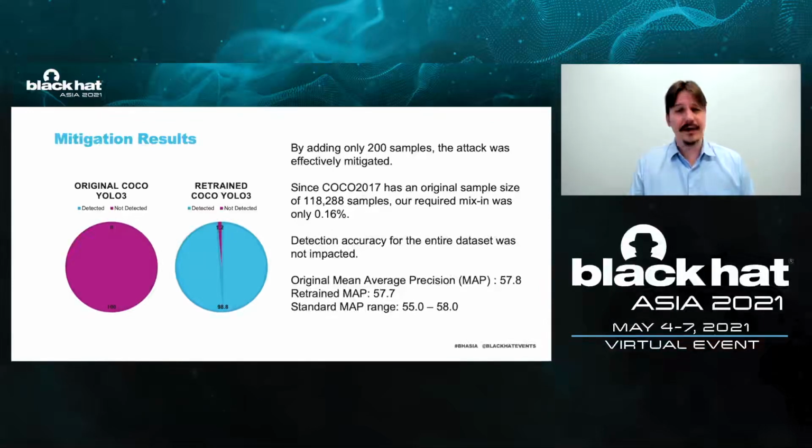However, it is important to note that we're only testing this against a single class. If you have a network that deals with hundreds or thousands of classes, it might have a bigger impact if you try to introduce adversarial images for each of the classes.